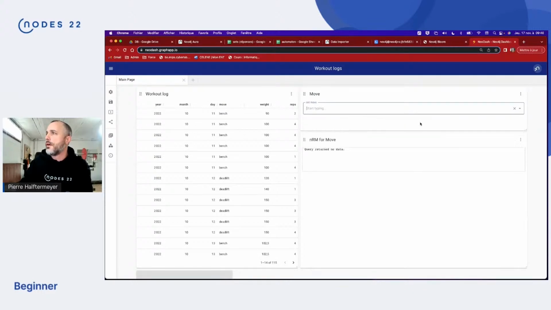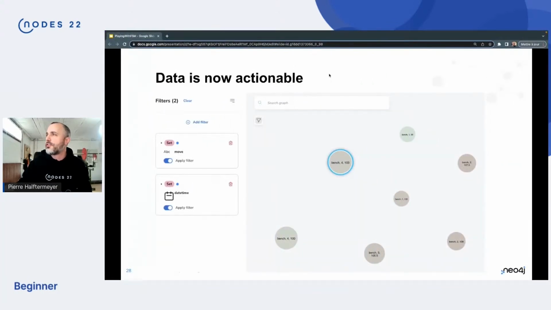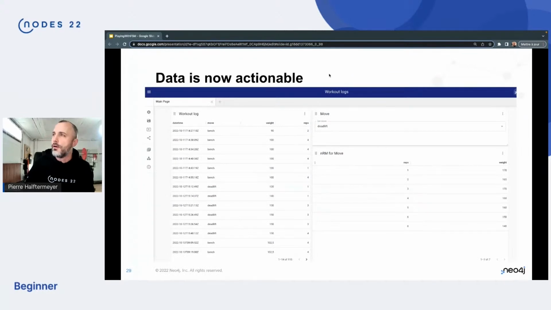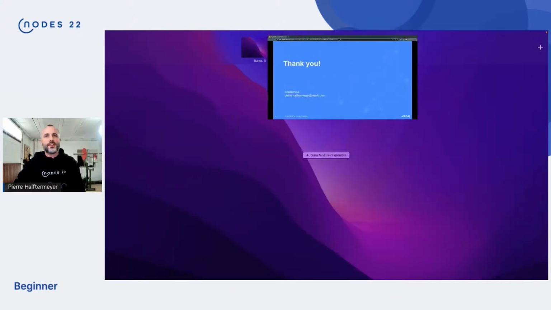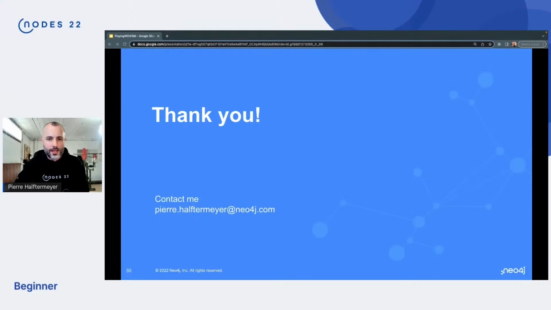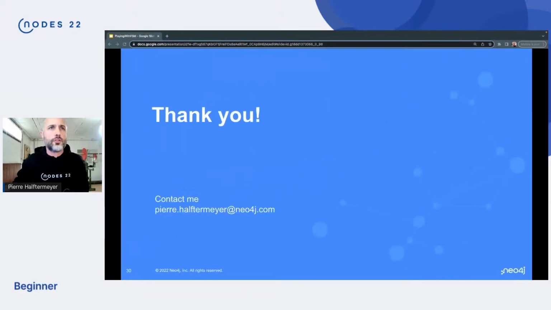I can see I'm benching this month. The value for 1 rep max was 115 this week. So I have actionable data from a non-structured sequence of events. So thank you. That was what I wanted to show you. And I don't know if there are questions and if we have time for questions.